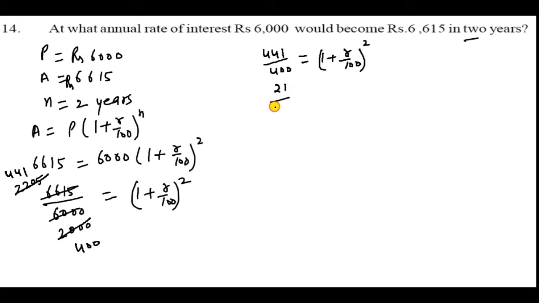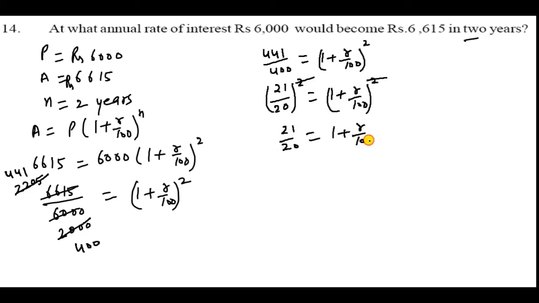So that one is (21 upon 20) whole square, which will be equal to (1 plus R upon 100) to the power 2. So the power will be cancelled out on both sides. So we get here 21 upon 20 will be equal to 1 plus R upon 100. So R upon 100 will be equal to 21 upon 20 minus 1. Taking their LCM, LCM is 20, so 21 minus 20.